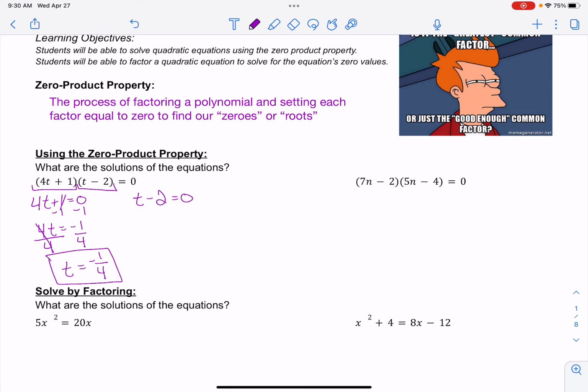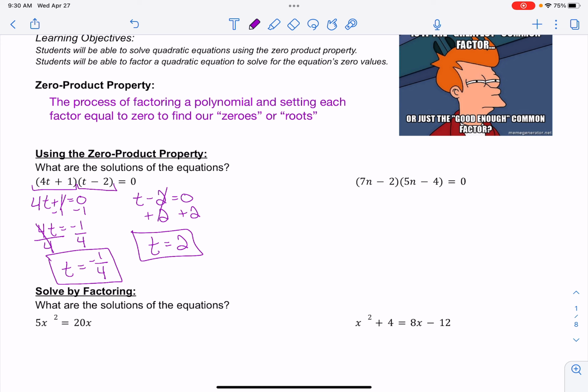That is one answer. And then we have our other equation of t minus 2 equals 0. And we just have to add 2 to both sides to get t by itself. So we get t equals 2. And that's all we have to do.